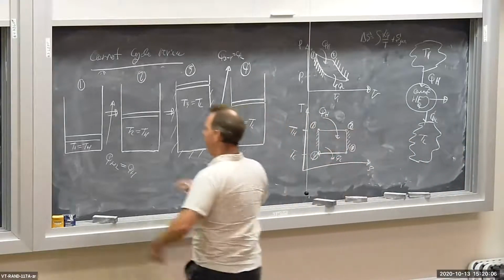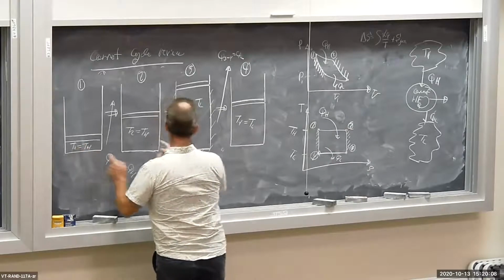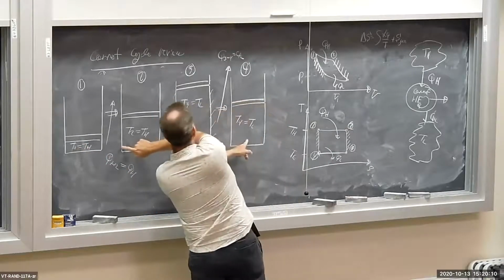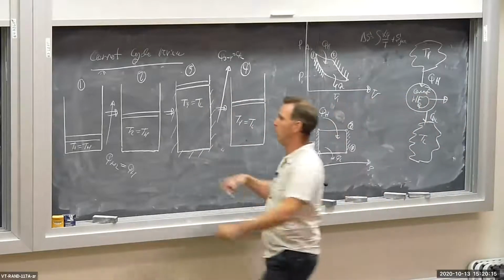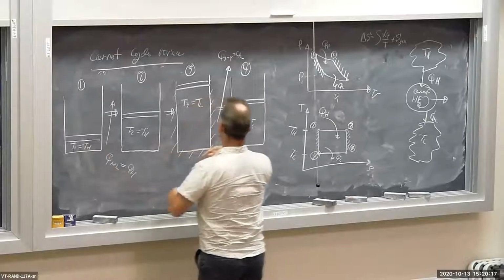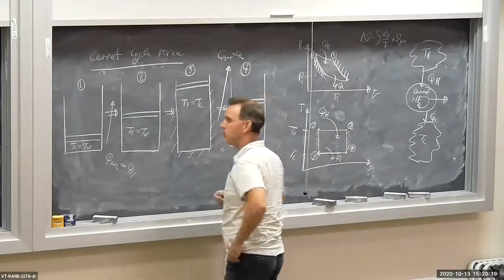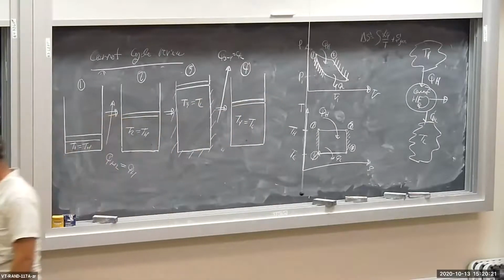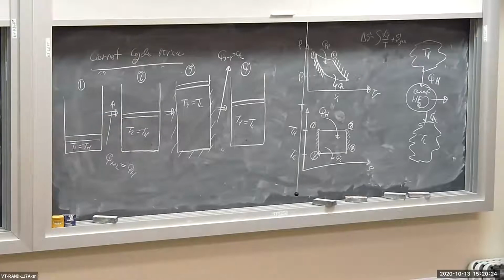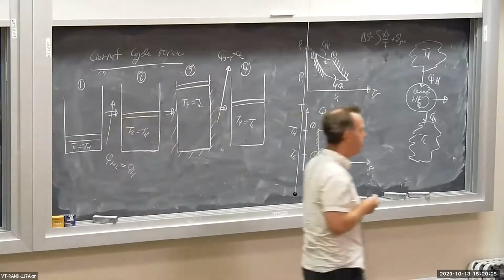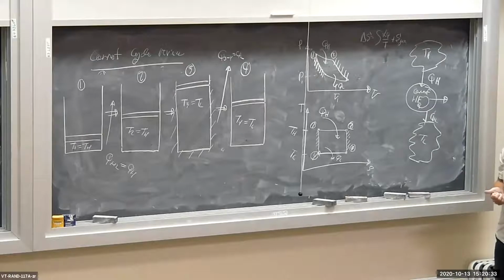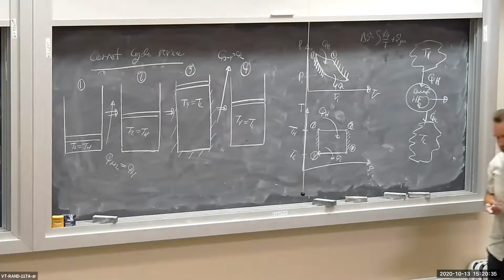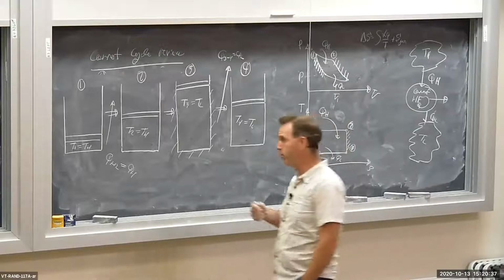So 2 isothermal, 4 to 1, 1 to 2, and then 3 to 4. These are both isothermal processes. And then 2 adiabatic expansion or compression processes make up the Carnot cycle. No friction, no unrestrained expansion. And that means that the process is very slow.